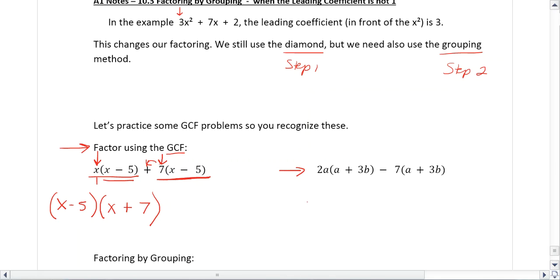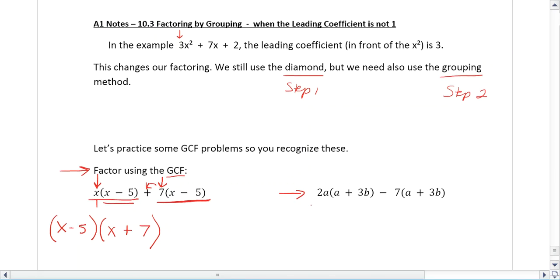I hope you noticed that the GCF itself is a plus 3b. And then we put what's left in parentheses. What's left here is a 2a. And what is left here is a minus 7. And so now we have the product of two binomials. This skill is very necessary for the steps we're going to do in the method of factoring by grouping.